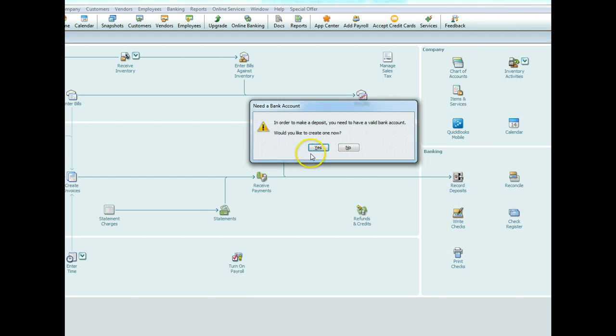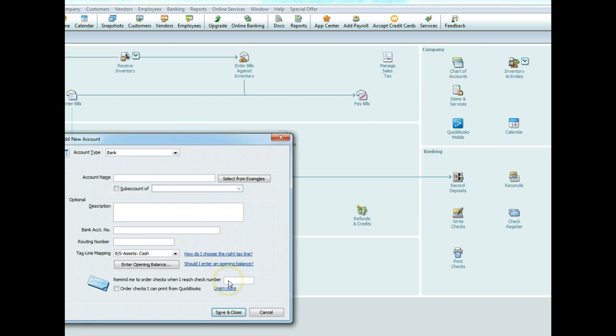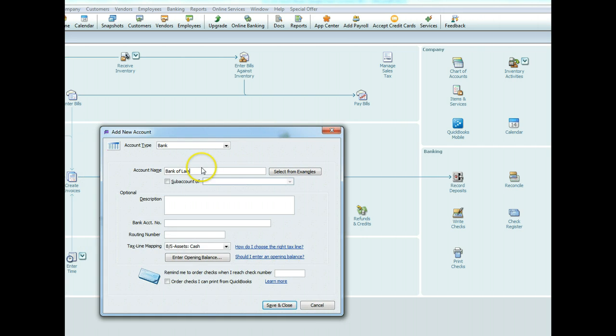Okay, so we're going to go do our bank account. It's going to be Bank of Laie. And I hope you realize by now this is the only time you will ever do anything with account type bank.